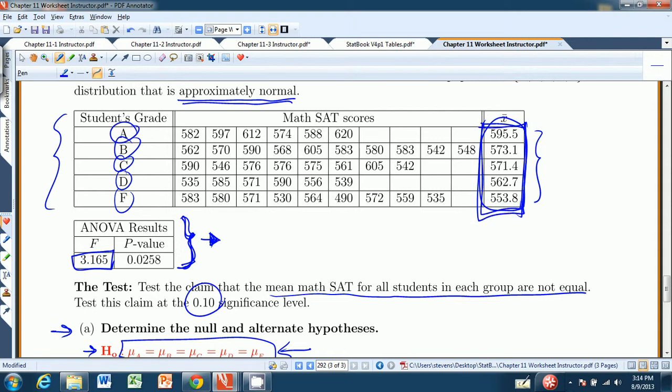If you wanted to compare one particular group to another, you'd have to do a two-sample test as per the test described in Chapter 9.2.